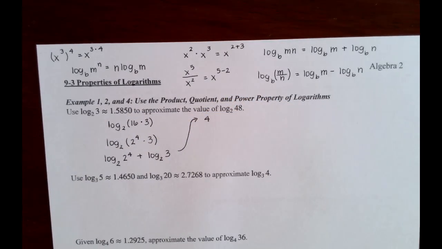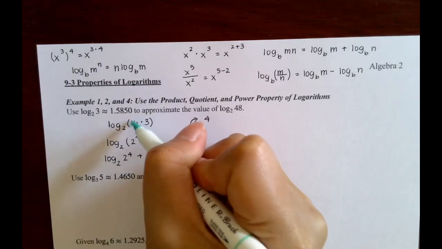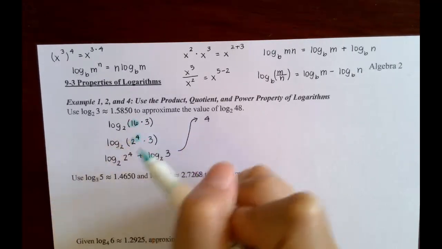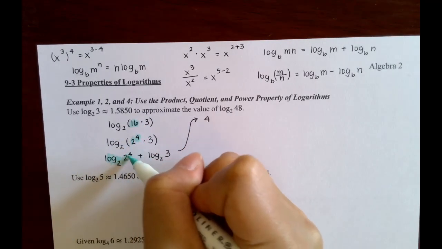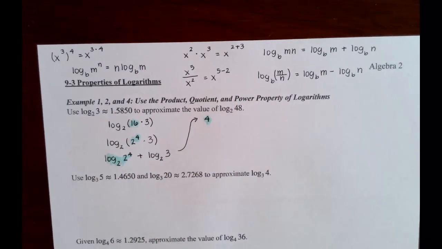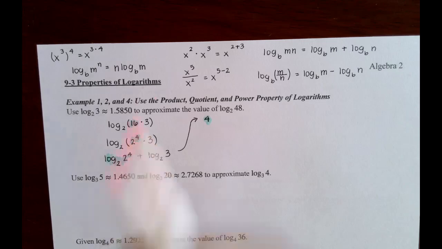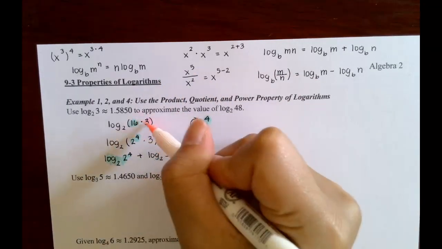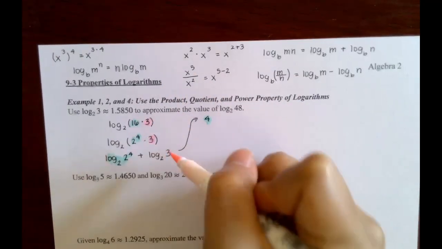Okay. So note how this becomes this here. This 2 to the what power gives me 2 to the 4th? That's 4. Okay. And then the other part comes from this 3, right? 16 times 3 is 48 here.